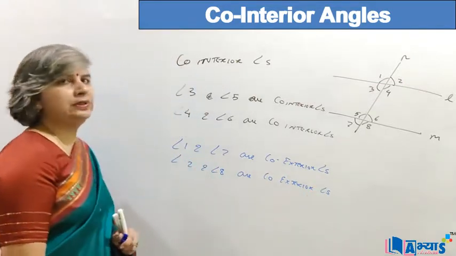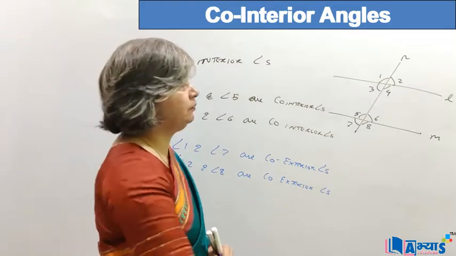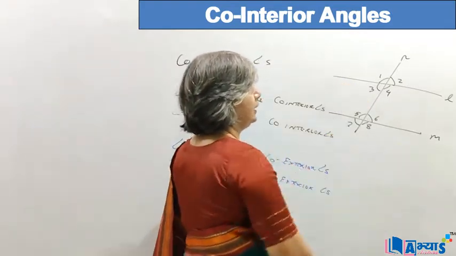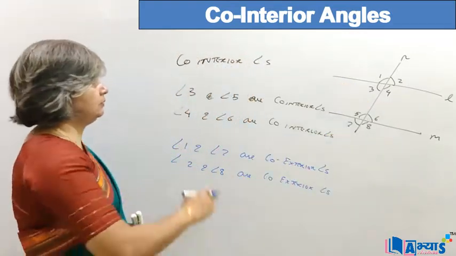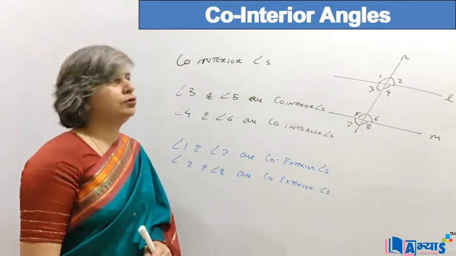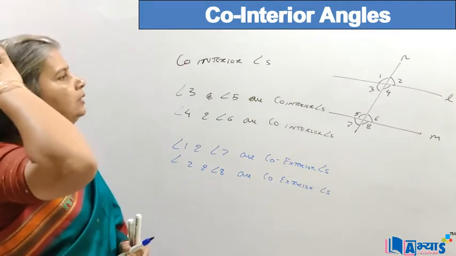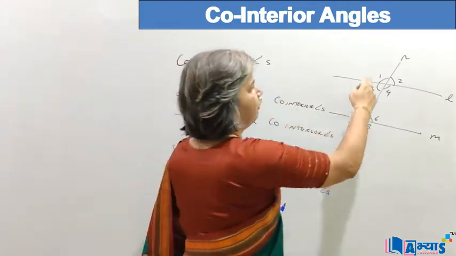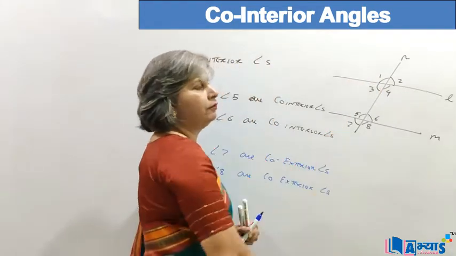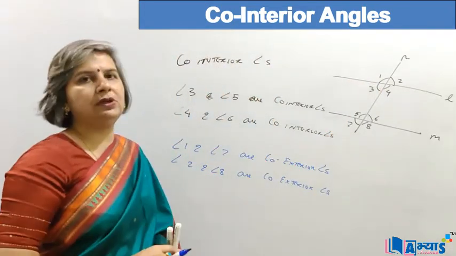Co-interior means on the same side and interior means inside, that is between the two lines L and M. The pairs are 3 and 5, 4 and 6. Co-exterior means on the same side of the transversal and exterior means outside the lines L and M. So 1 and 7 are a pair of co-exterior angles, and 2 and 8 are a pair of co-exterior angles.